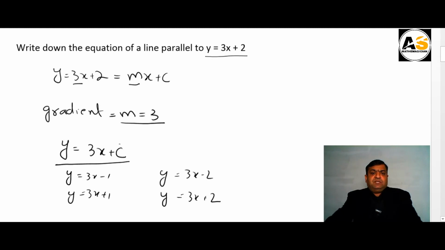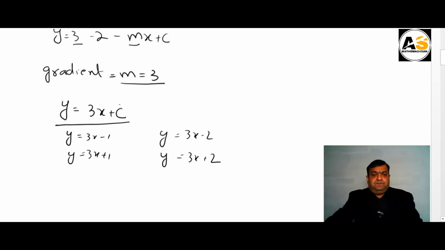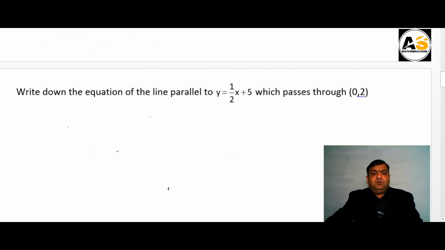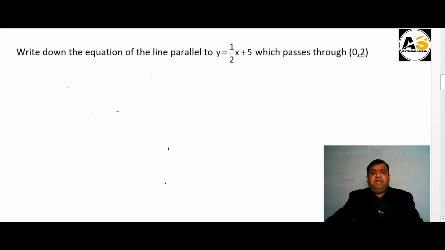In this question, we use the concept that if two lines are parallel, their gradients are equal. Let us go to next question. We need to find equation of a line which is parallel to this line.